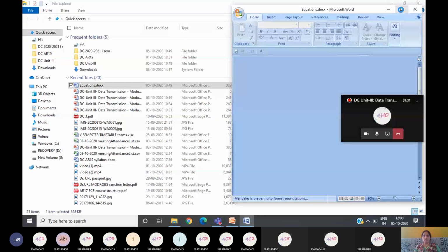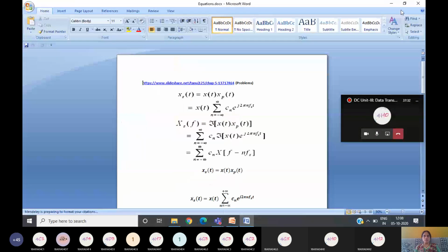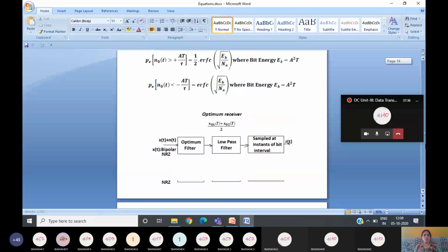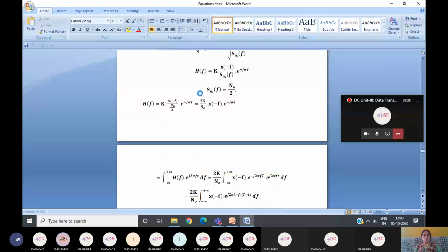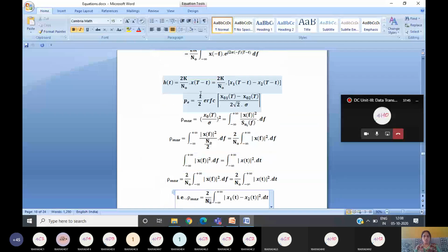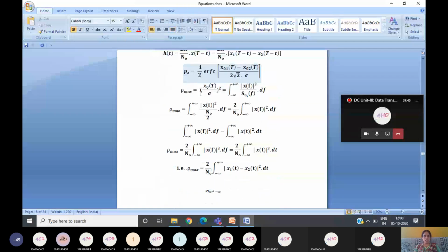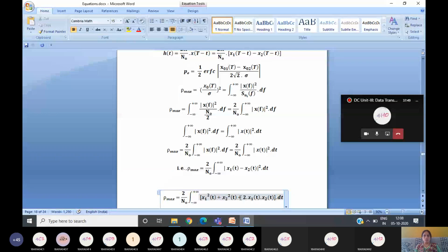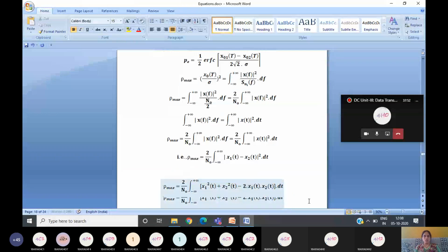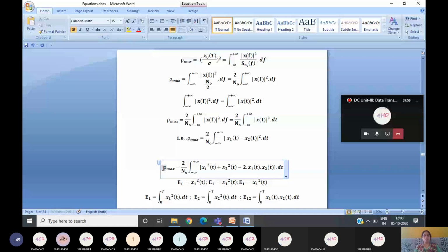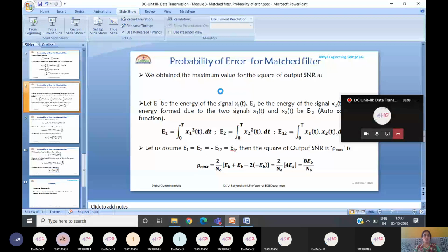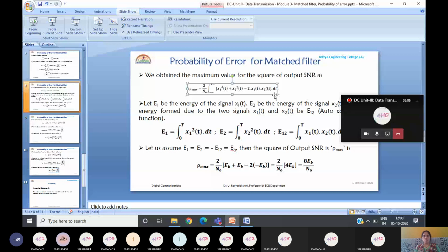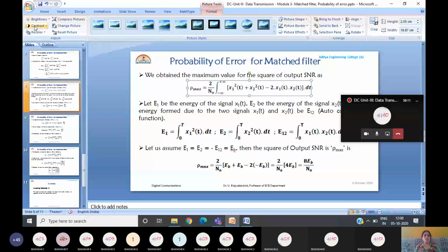That is in the form of x1 of t minus x2 of t square. Okay, so take that as, okay, here I did this. This is x1 of t minus, not plus. Okay, similarly here this will be rho max. Okay, this is x1 of t minus x2 of t square. Okay, so you will obtain it like this.